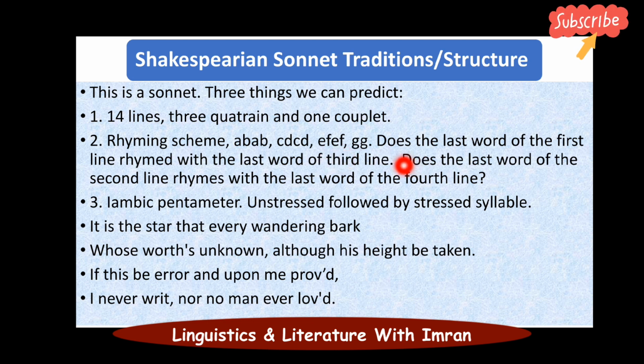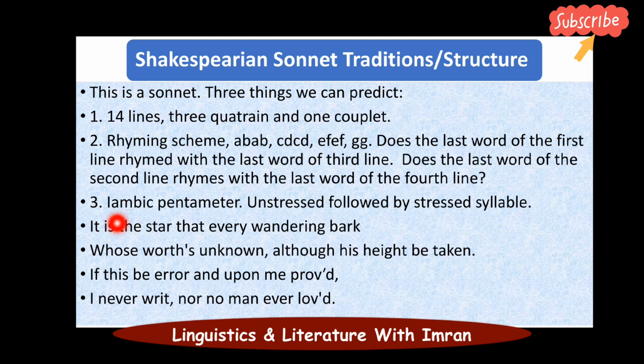So it means we check: does the last word of the first line rhyme with the last word of the third line, and does the last word of the second line rhyme with the last word of the fourth line, and so on. We will discuss this on a coming slide. And the third thing you have to remember about the Shakespearean sonnet is that it is written in iambic pentameter.